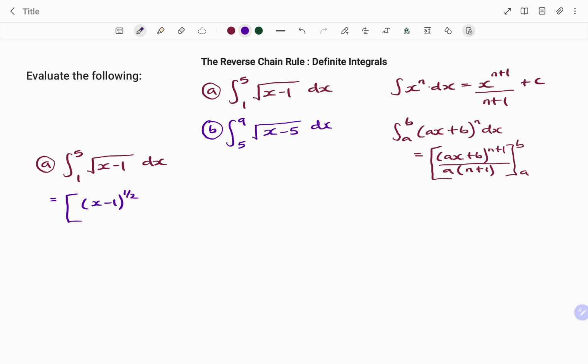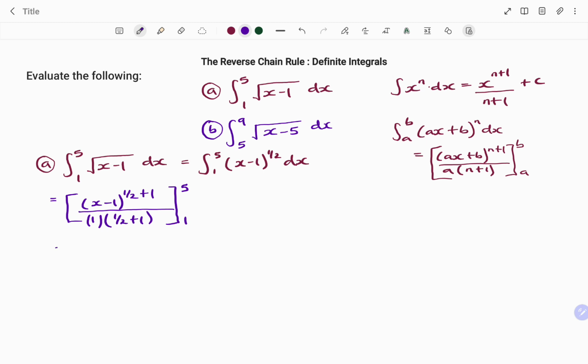And then I'm going to add 1 to my power divided by, if I differentiate the content of the bracket, that will be 1. So I'm going to put my 1 in bracket, multiply by the new power, that's half plus 1, close bracket, all to the power from 1 to 5. Note that if I'm rewriting this, it's going to be integral from 1 to 5 of x minus 1 to the power of 1 over 2 with respect to x.